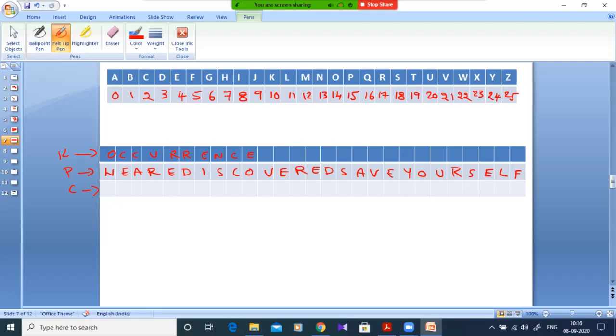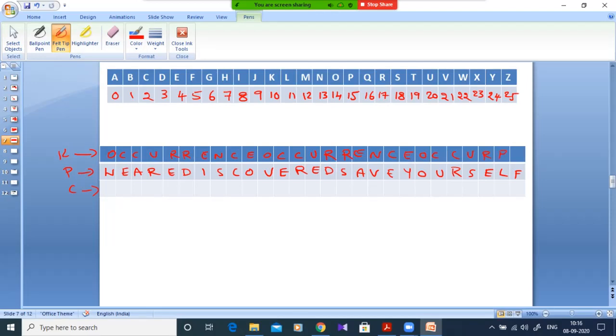Now to get the ciphertext alphabet, we take the first two letters in the key and plain text and add the numbers which we already know. So O is 14, W is 22. If I add them, I get 36. But the 36th letter is not there, no. The number of alphabets is 26 only. That's why we perform the modulo operation to get any number in the range 0 to 25. The modulo operation gives the remainder, which is 10.